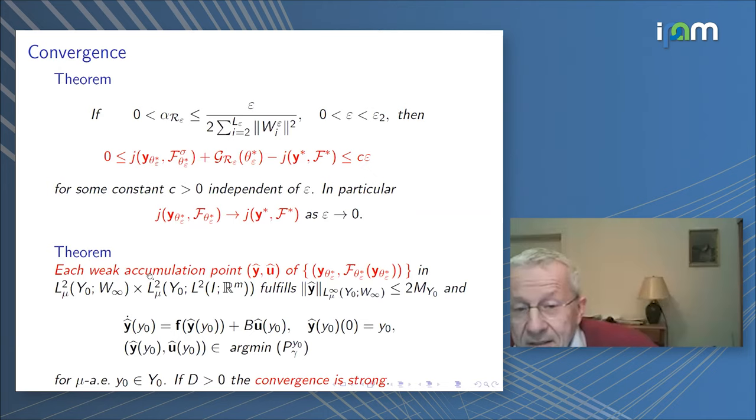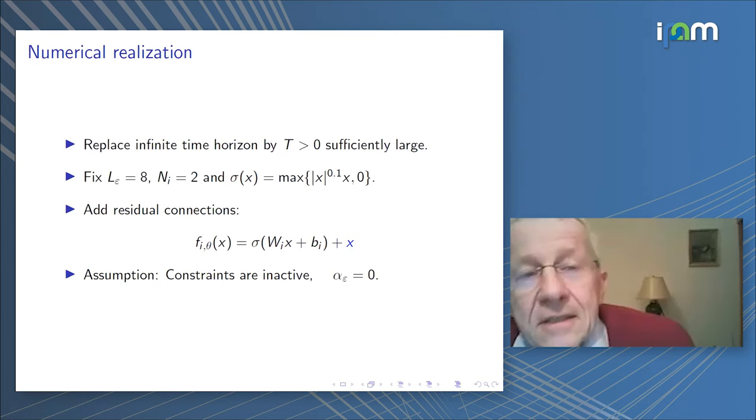These weak accumulation points are solutions of the original problem. And if the weight in the cost functional, which weights the states, is positive definite, we even have strong convergence. So this is a neural network approach where we show convergence. And the next step for sure is to look at how it behaves in a numerical realization.